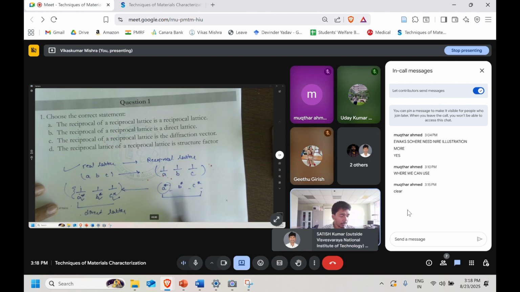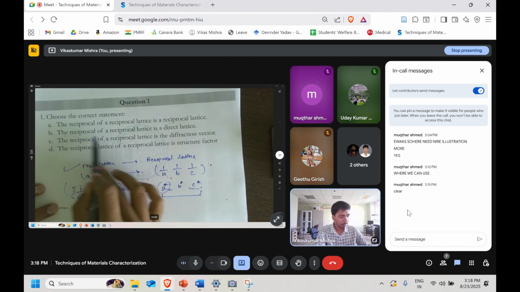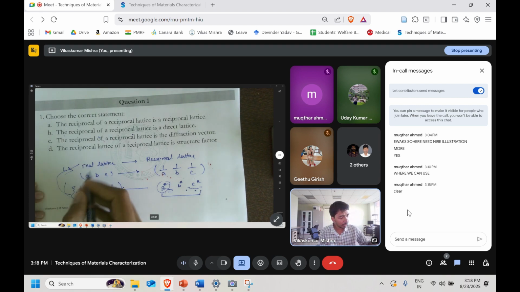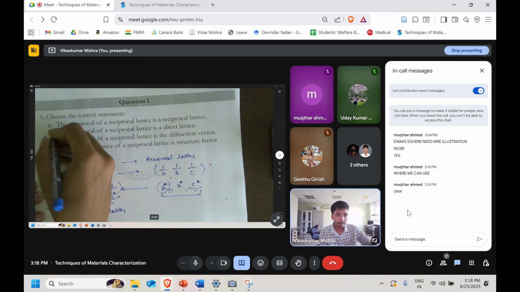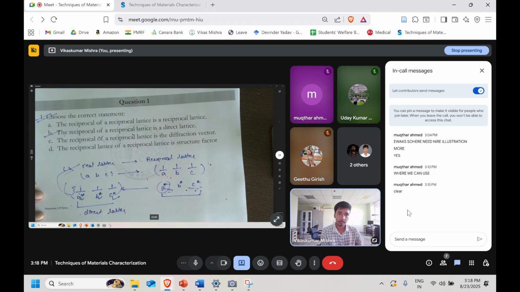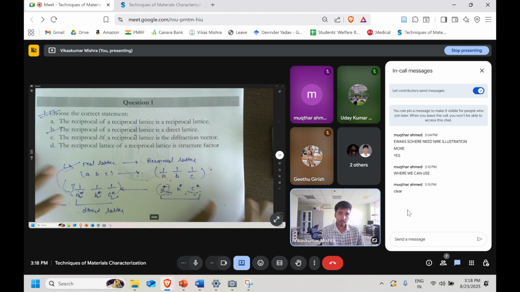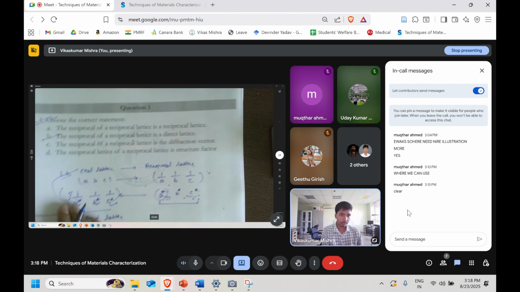So we were having the reciprocal lattice. What reciprocal of the reciprocal lattice do we want to find? So this is the reciprocal lattice, and we took the reciprocal of that. What did we get? We got the real lattice. Simple. Clear? So the right answer here is option B. If any doubt, guys, let me know. If not, let's move to the next question, question number 2.